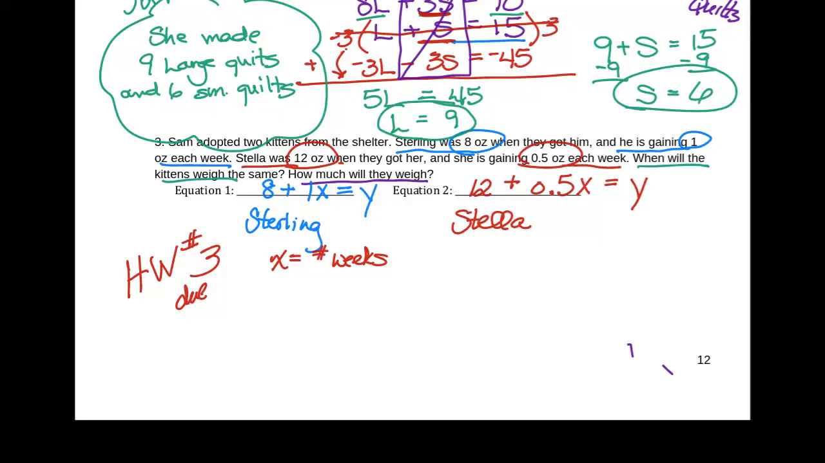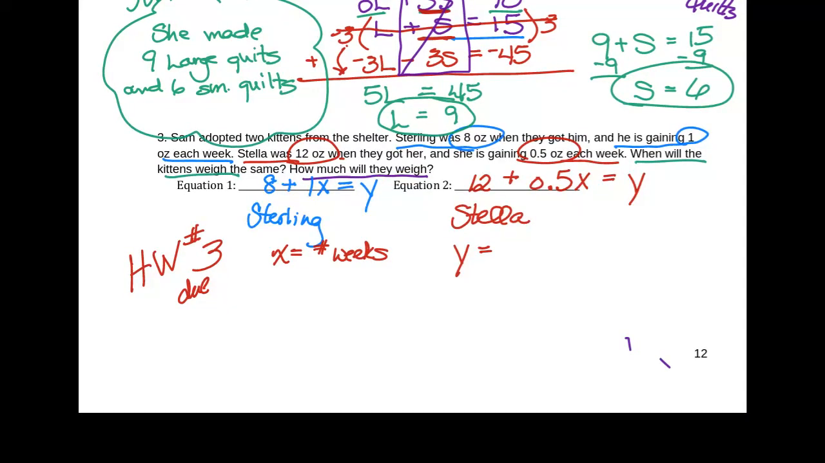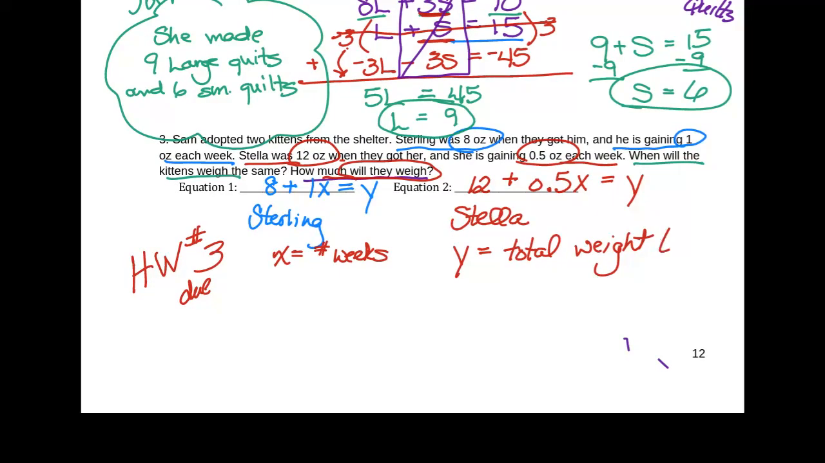So X is going to be the number of weeks that we're looking at these 2 kittens, and Y, what is Y going to be? What is Y in this problem? How much they will weigh. So Y is their total weight at any time, and that is in ounces.